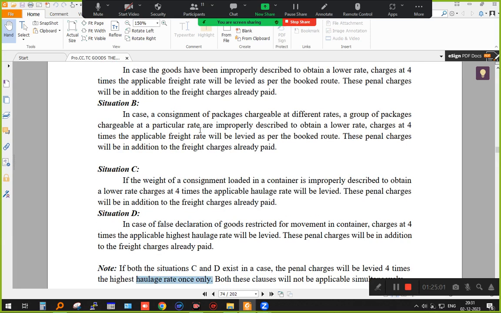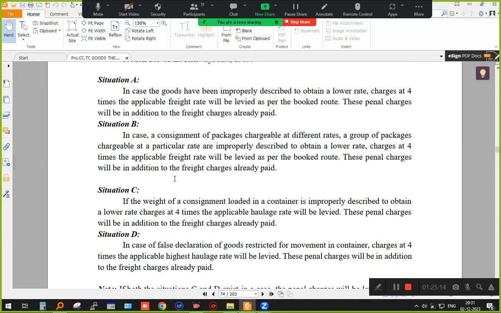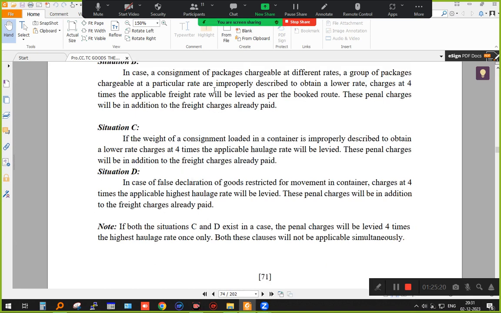Can you explain this last point once again with an example, sir? This note one, note column. If the weight is also wrong and the declaration is also wrong, we have told that if the weight is wrong, 4 times. If the description is wrong, 4 times. So logically, if both are wrong, he has described it wrongly as well as the weight is wrong, then we have to collect 2 fine, no? Yes or no?